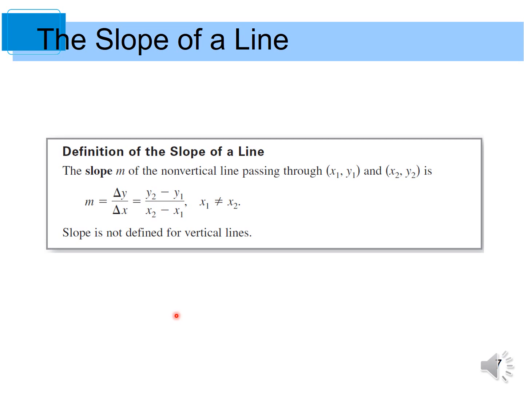So the definition of the slope of a line. The slope m, we use the symbol m, of the non-vertical line passing through x1, y1 and x2, y2 is given by this formula: m equal to delta y over delta x, where delta y equals y2 minus y1 and delta x is x2 minus x1. Make sure x1 is not equal to x2, and slope is not defined for a vertical line.